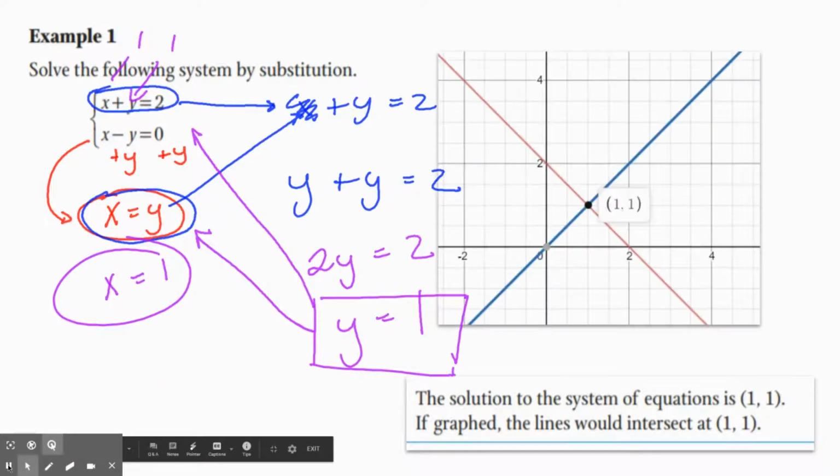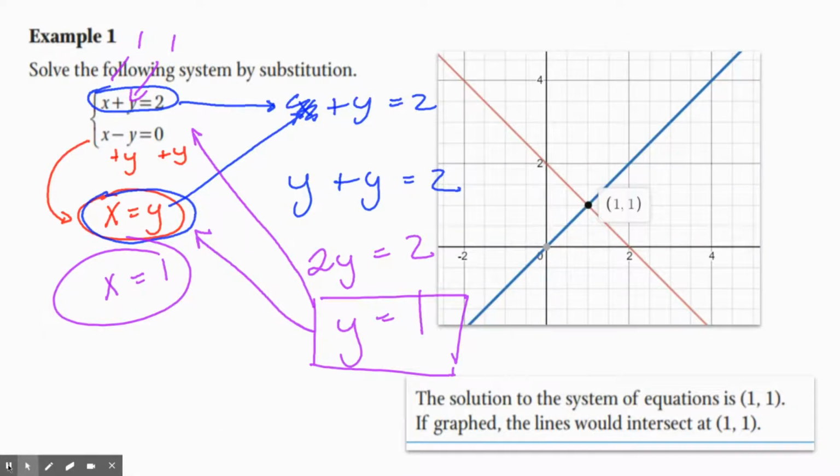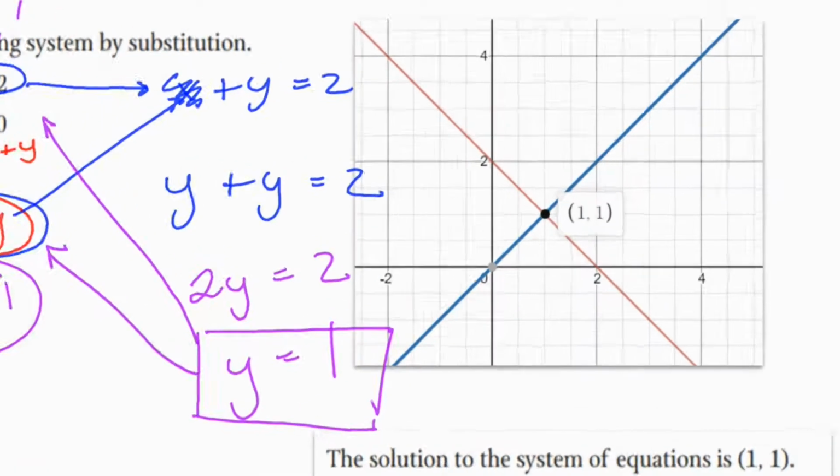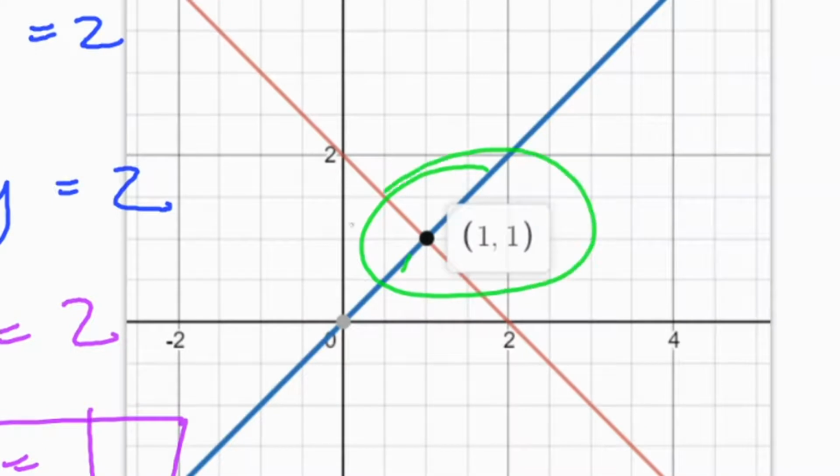Or in other words, that's where the two lines, if we were to graph x plus y equals 2 and then x minus y equals 0, they would intersect at this point right here, 1, 1.